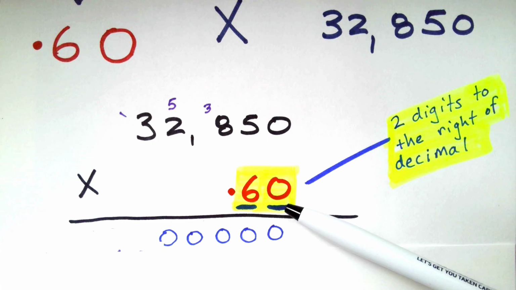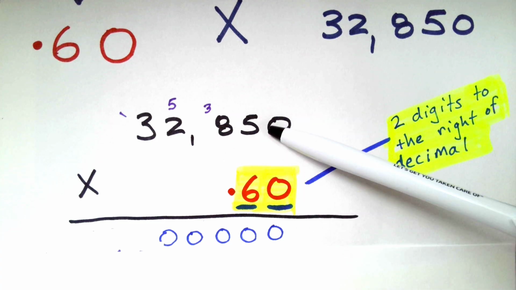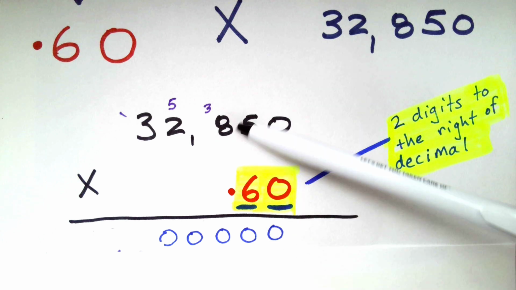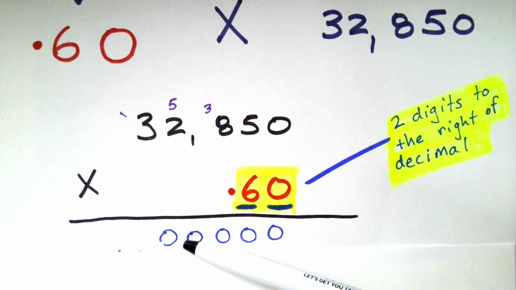So I'll start with this first digit, 0. Anything times 0 is 0. So 0, I put it here. 0 times 5 is 0. 0 times 8 is 0. 0 times 2 is 0. And 0 times 3 is 0.